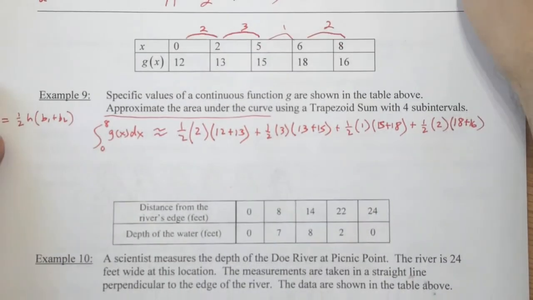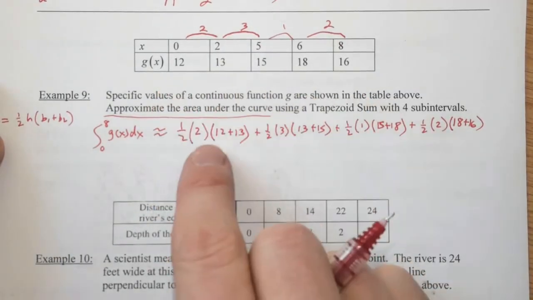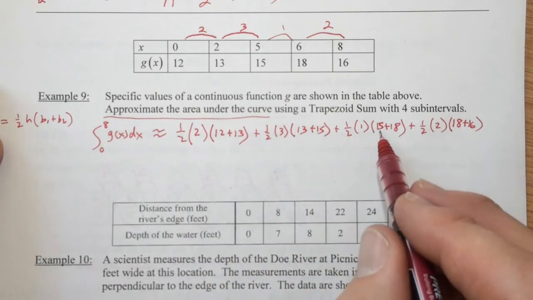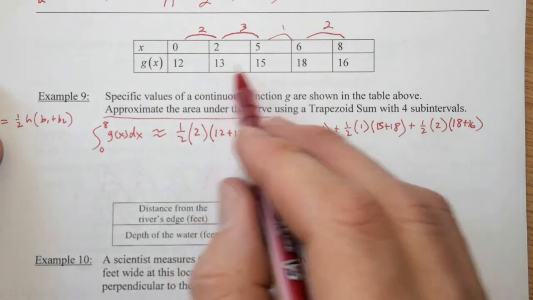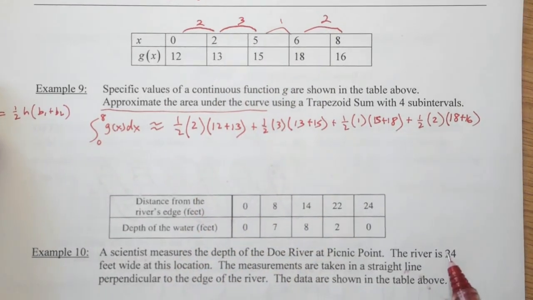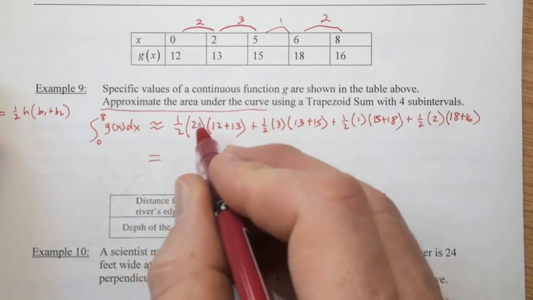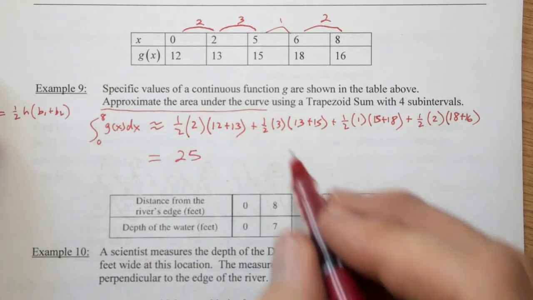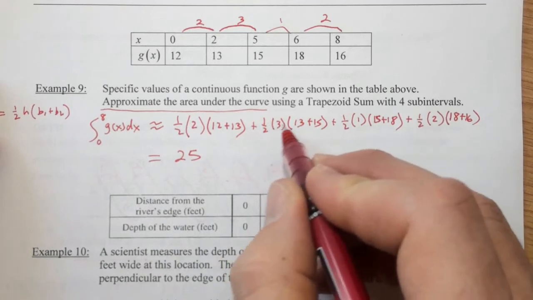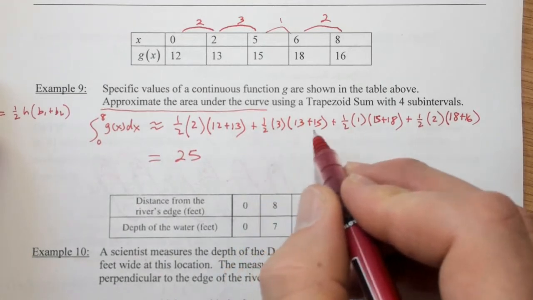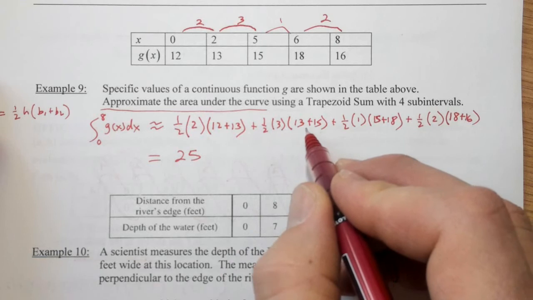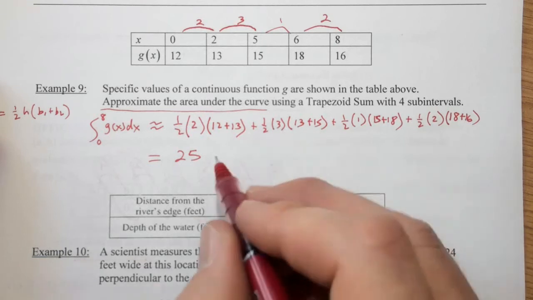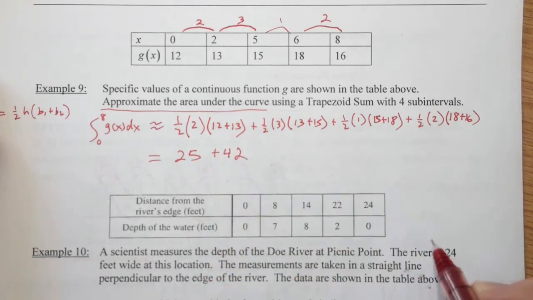So if you notice, we used the 12 and the 16 once each, but then we used the 13 twice, the 15 twice, and the 18 twice. The three values in the middle were used twice. Okay, so what do we have here? Well, 1/2 times 2, they wipe each other out. 12 plus 13 is 25. Okay, and then we have, well, these don't wipe out at first. So we have 1.5, and then we have 13 plus 15. So 13 plus 15 is 28. Half of that is 14. 14 times 3 is 42.